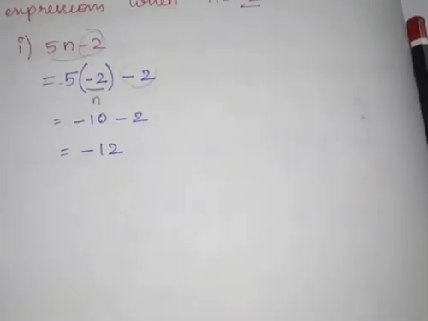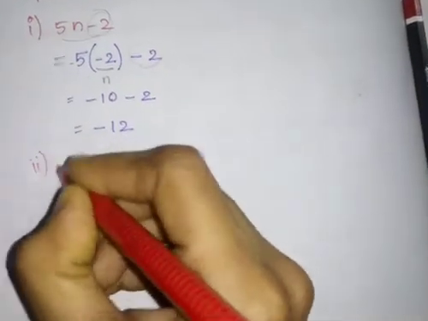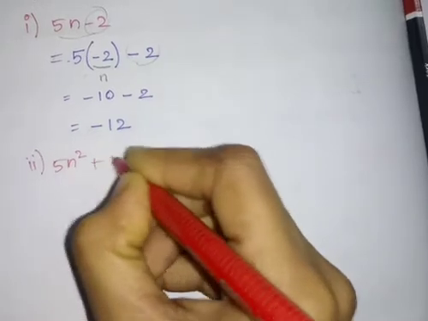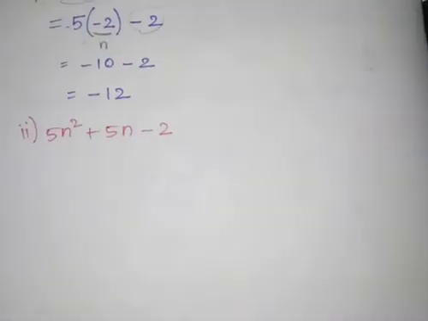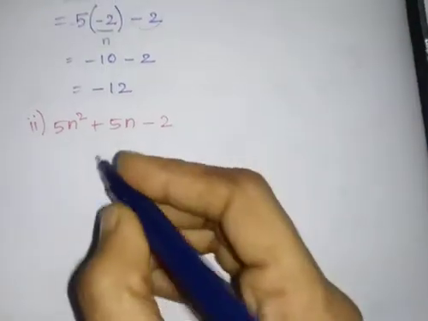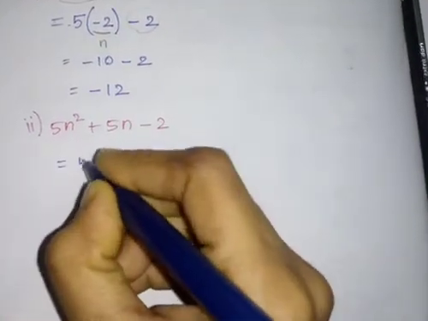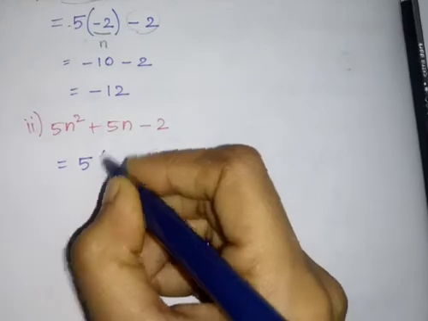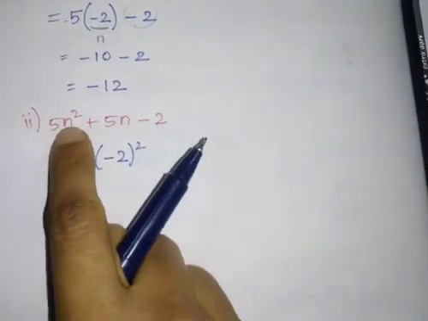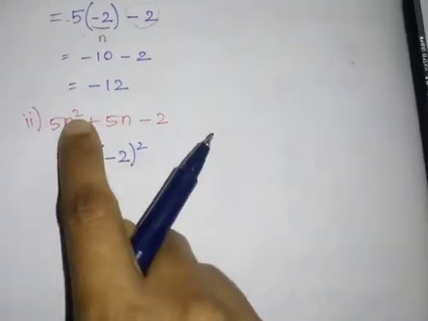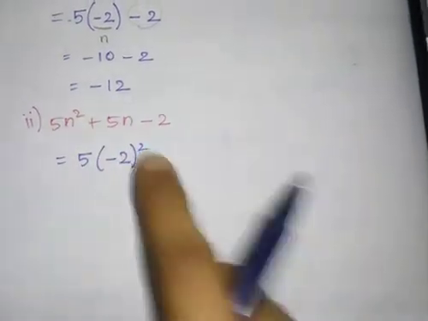Okay, what is your second problem? 5n square plus 5n minus 2. Okay, so now 5n square. What is the n value now? Minus 2 the whole square. Minus 2 square. N square is there, so minus 2 square.